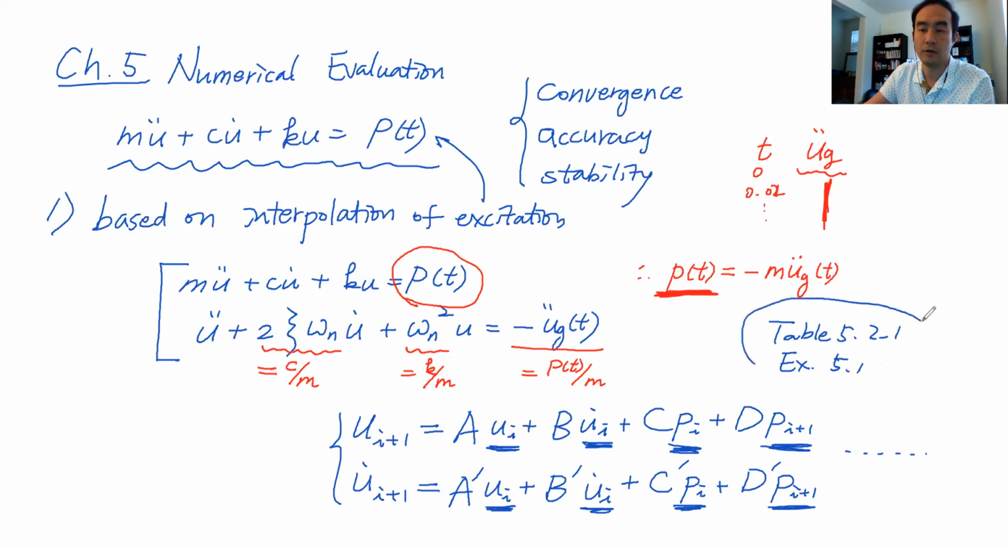So let's go over example 5.1. To solve the problem, you have to have the expressions for all these coefficients, a, b, c, d, and a prime, b prime, c prime, d prime. It looks simple, but you probably remember we have a really, really long table containing these expressions of these coefficients.